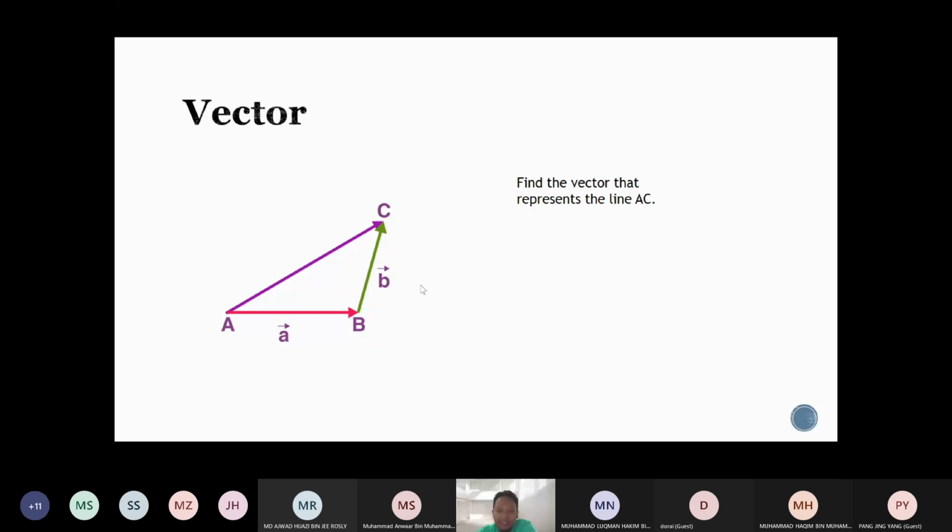A plus B. Yes, correct. Okay, simple. So if you still remember Form 4 additional maths, AC equals AO plus OC. Okay, this is just a derivation, but you don't need to derive it. Actually, not AO. AB plus BC. So AC equals AB plus BC. So we get A plus B. Okay, simple. If you know this concept, okay.